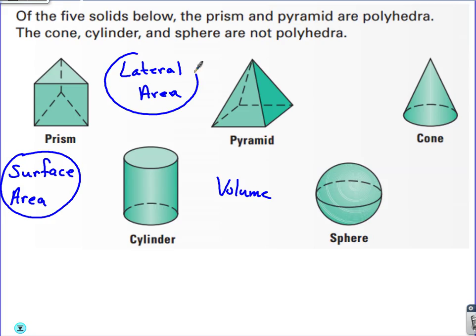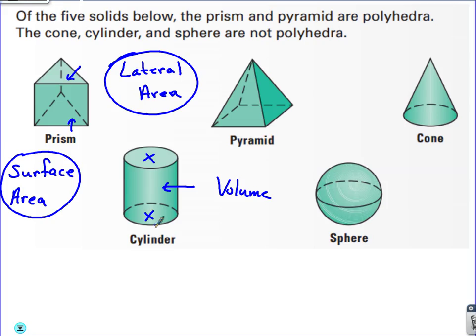Let's go to lateral area. What if I want to find the lateral area? Does anybody know what a lateral or lats are? The sides, right? When you're looking for the lateral area, you're not looking for the whole surface area. You're looking for simply the area of the sides. So with this first one, if I'm looking for the lateral area, I'm ignoring the 2 triangles, and I'm simply finding the area of the 3 rectangles. Same way down here, the cylinder. If I'm looking for a lateral area, I'm only concerned with the side. I'm not concerned with the top and bottom.